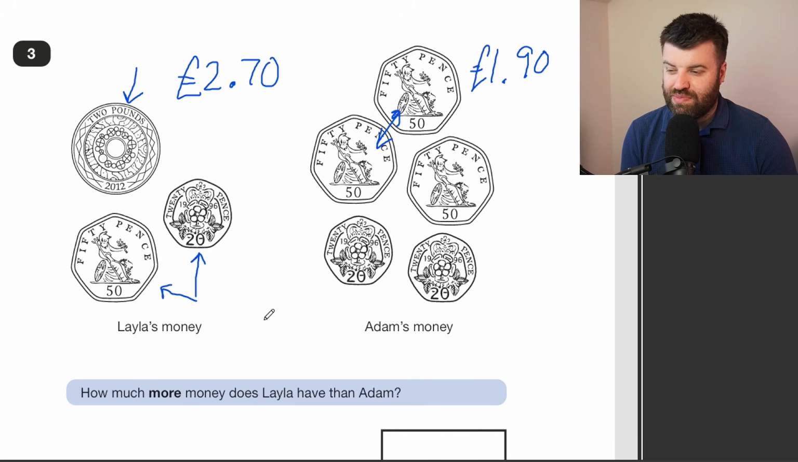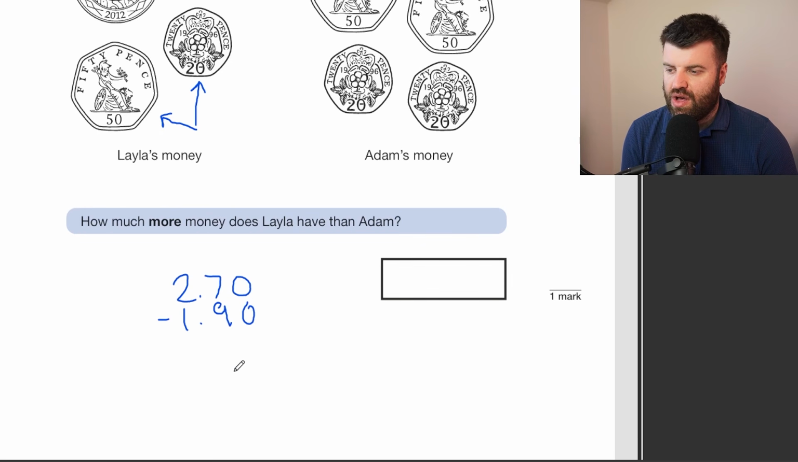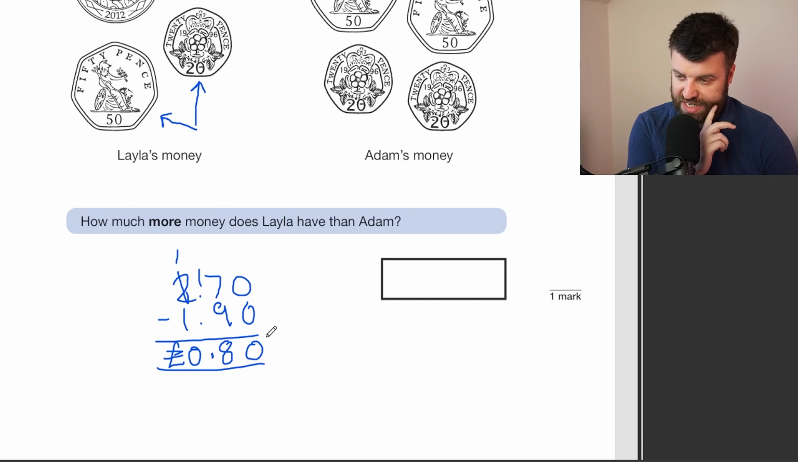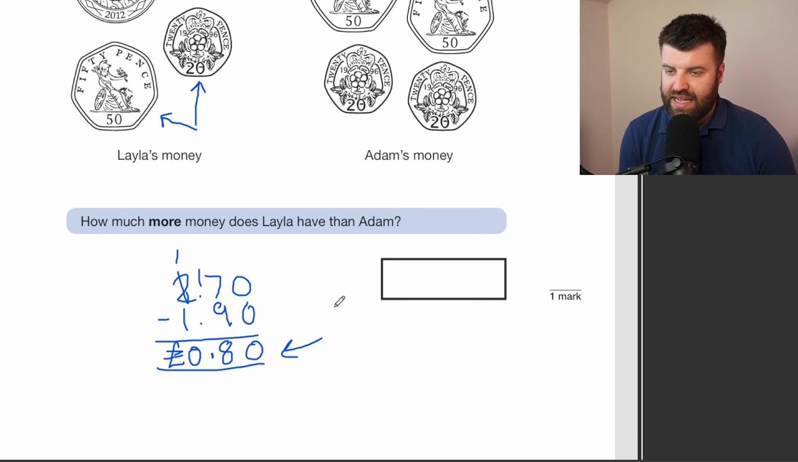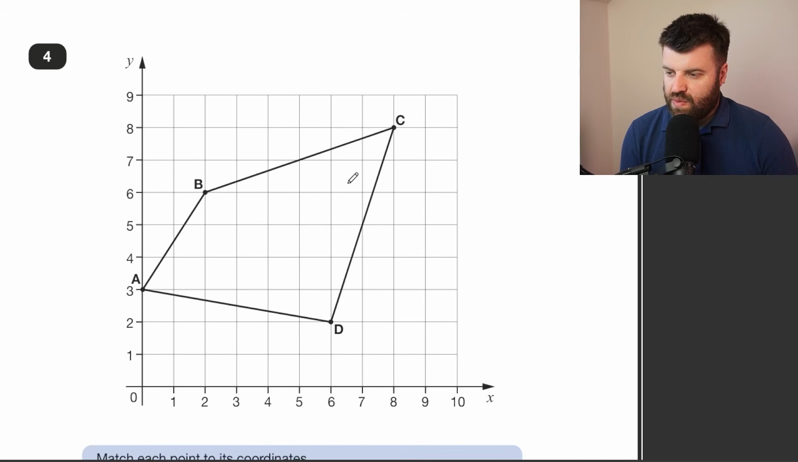And if I want to know how much more money Layla has, I'm going to do £2.70, take away £1.90, and there is no harm whatsoever in just whacking it in column method like this, doing some exchanging, and getting 80 pence as the answer. You can write it either like this in pounds, £0.80 with the pound sign, or you could just write 80p, just like that. Next one.